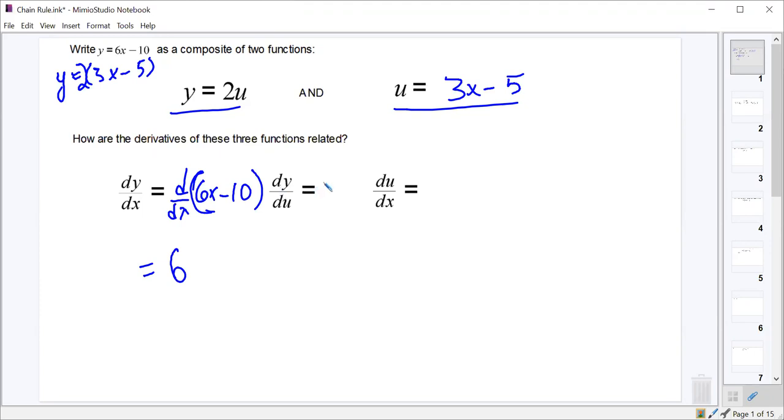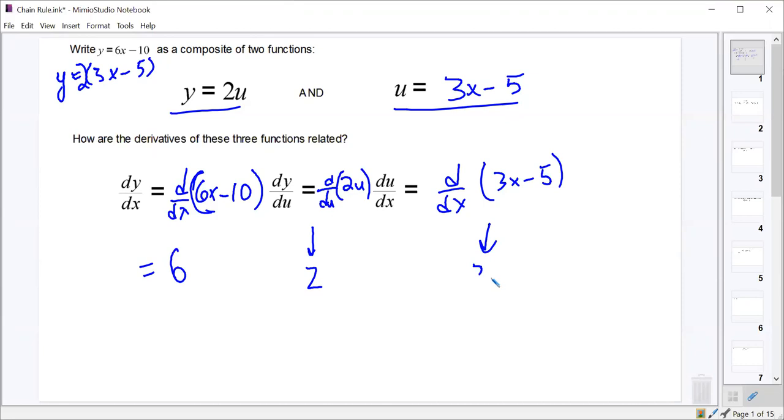So dy du then should be what's the derivative with respect to u of y when it's in terms of u. So that'd be the derivative with respect to u of 2u. What is the derivative with respect to u of 2u? 2. Should just be 2. And du dx, which should just be the derivative with respect to x of u in terms of x, which is 3x minus 5. So what's the derivative of 3x minus 5 with respect to x? 3. And with any luck, you would hopefully see the relationship between dy dx, dy du, and du dx.